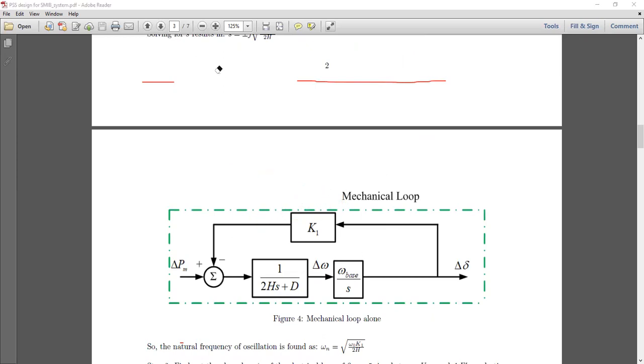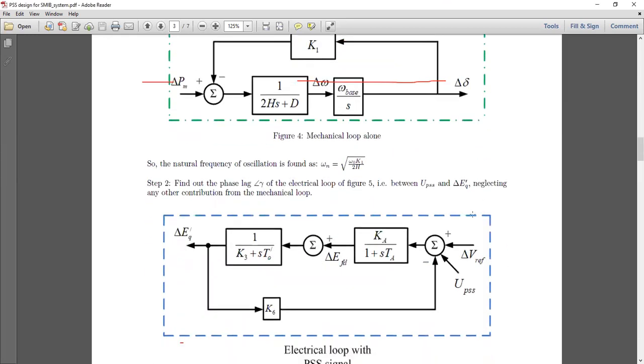Next, we go to step number 2. As we mentioned earlier, there is a phase lag introduced by this loop. When it is injected into the upper part, into the mechanical loop, we want to know how much phase lag is there. So in step number 2, we have shown the UPSS here. This is the position of the UPSS, or the signal where the UPSS would be coming in.